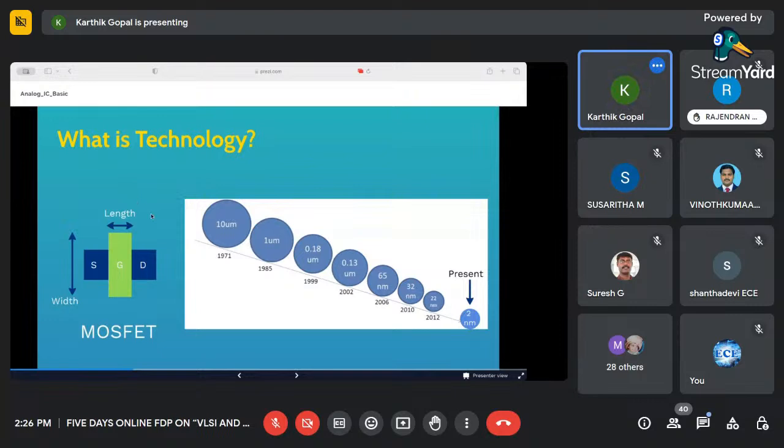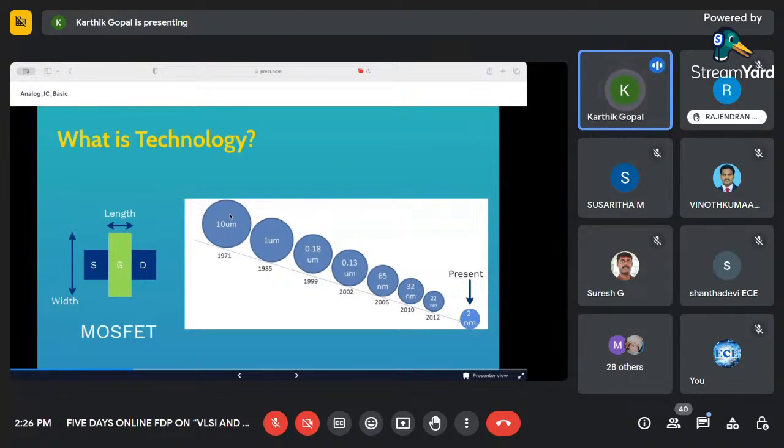So as time passes, it became 1 micron, 180 nano, and then 130, 65, 32. At present, the recent innovation is at 2 nanometer. Which means, you can imagine 10 micrometer itself is like a hair thickness, but 2 nanometers is even smaller.